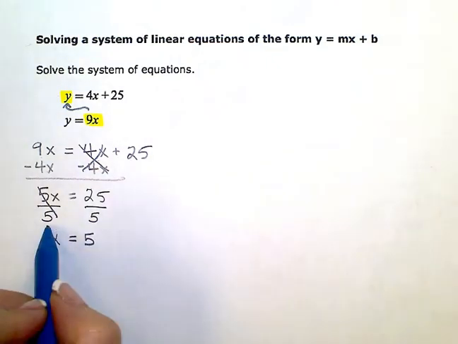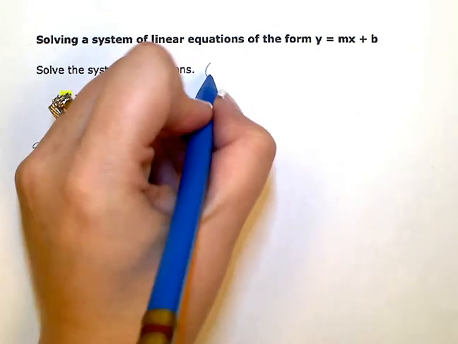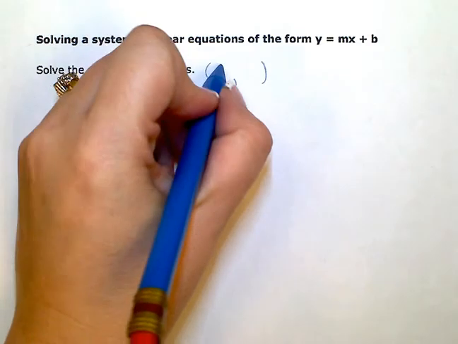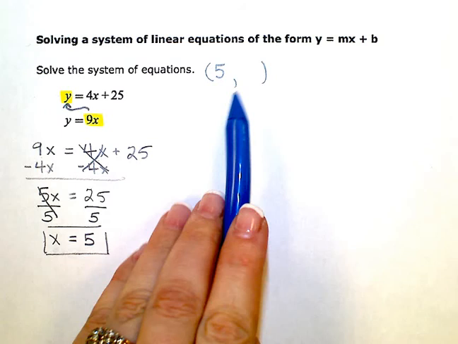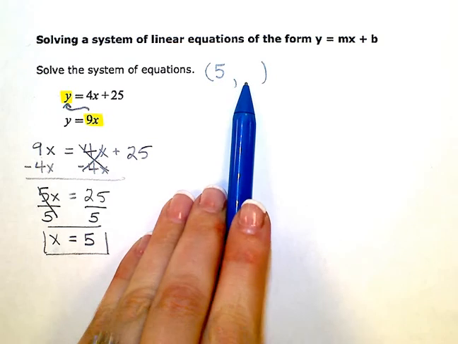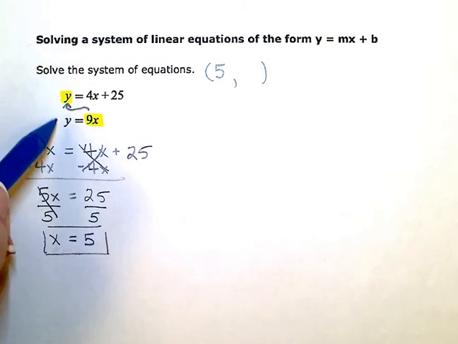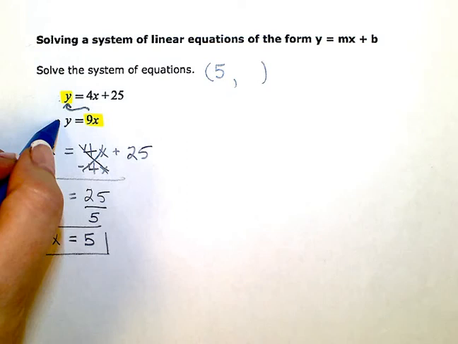So I have a value for x, okay? I'm halfway done with my solution. I have the x number. Now I need the y value, the other half of my solution, or the other part of my coordinate pair. So I'm just going to pick either one of these. It doesn't really matter which one. I'm going to use this one because it just looks easier.